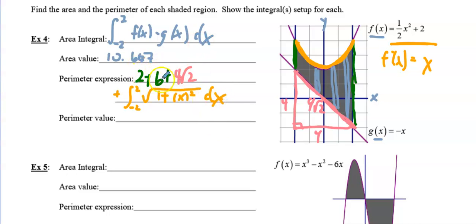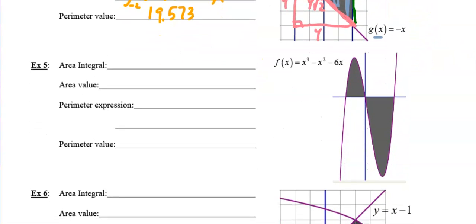So adding all of these numbers up, these 4 things, you're going to get the actual perimeter of this shaded region. And so this is going to end up being, in our graphing calculator, 19.573. All right, so let's do another one. Let's see how we do with the next one.